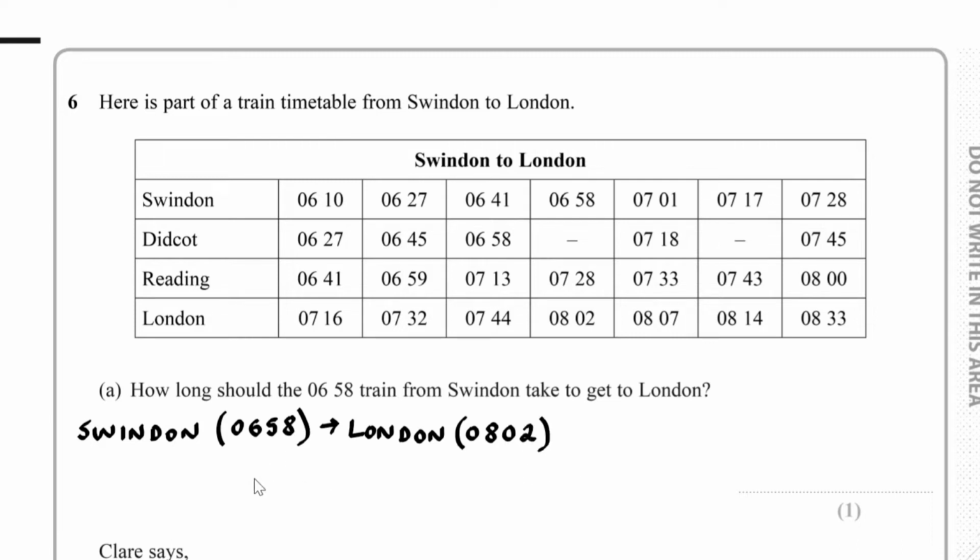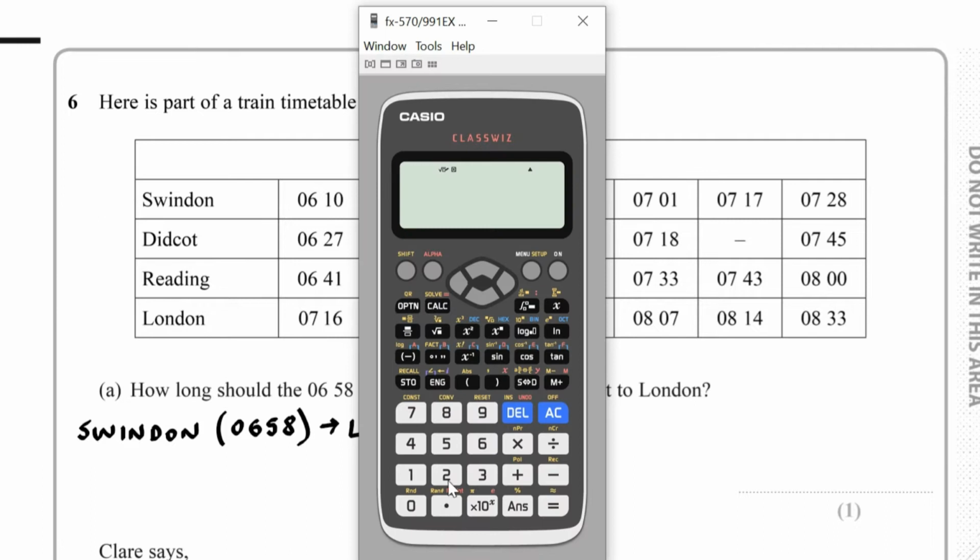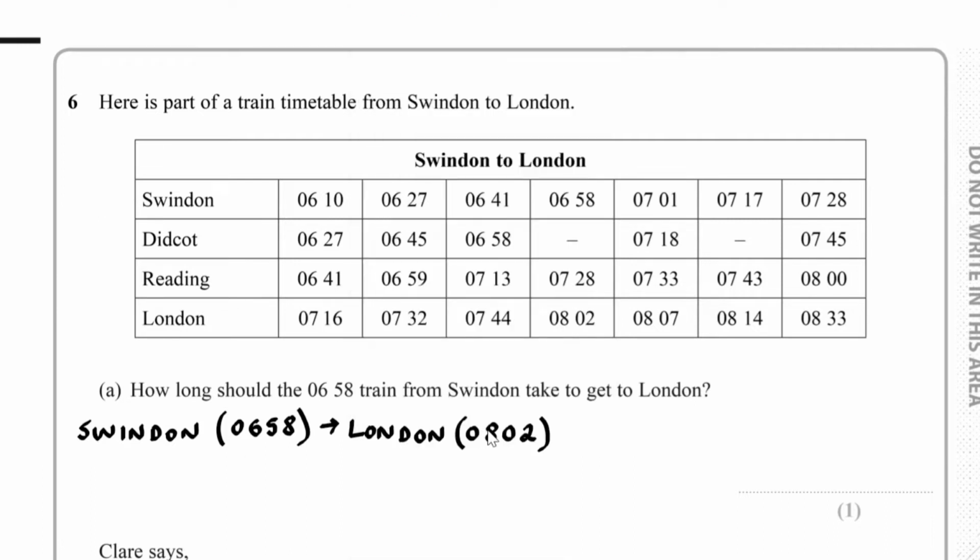So the difference between these: if I add on 2 minutes, I get to 7, and add on another hour, I get to 8 o'clock, and then another 2 minutes after that, I get to 8:02. So in total, it takes 1 hour, 4 minutes.